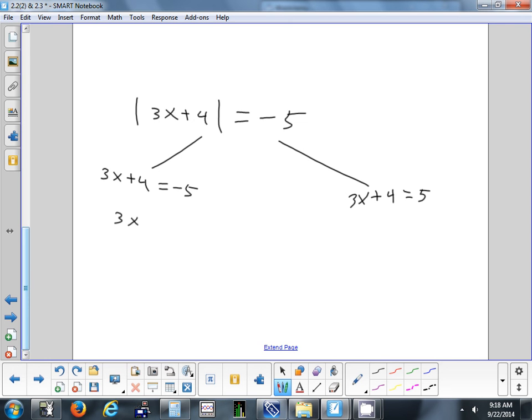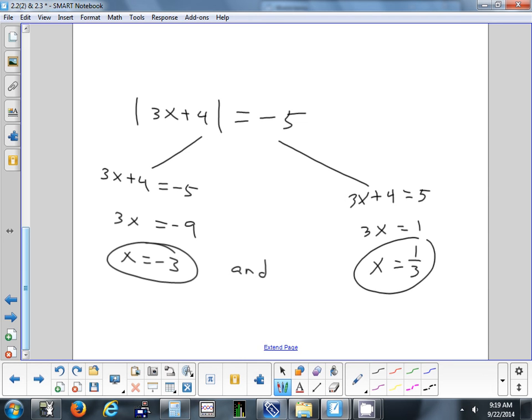So we subtract 4 from each side and we get 3x equals -9, or x equals -3. And if we do it on the other side, we get 3x equals 1, or x equals 1/3. Let's go back and check that.